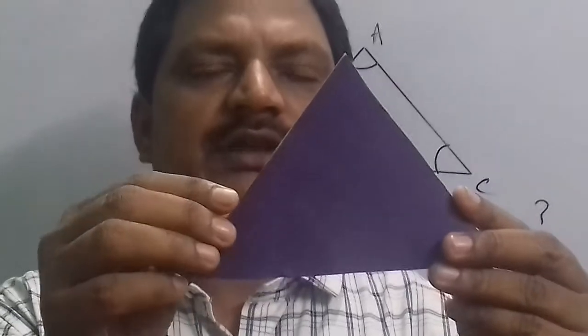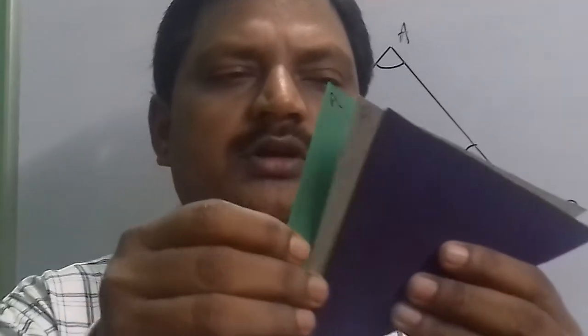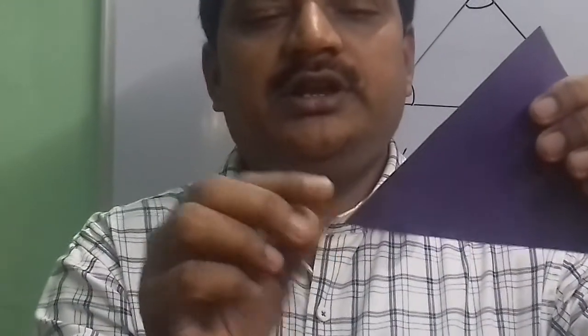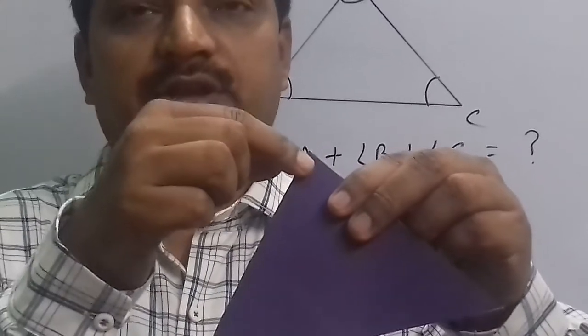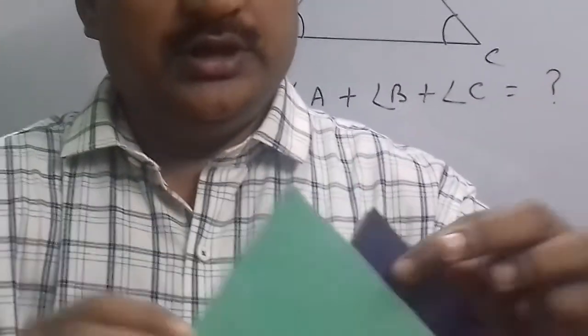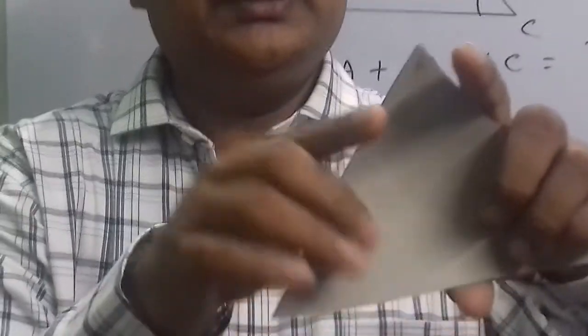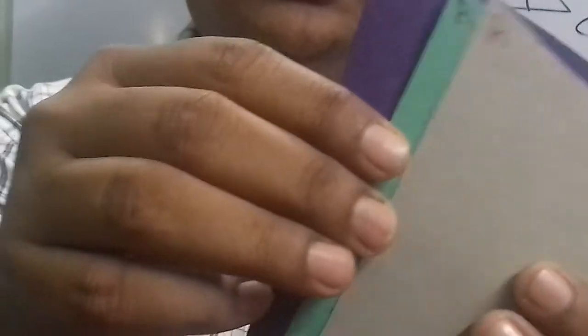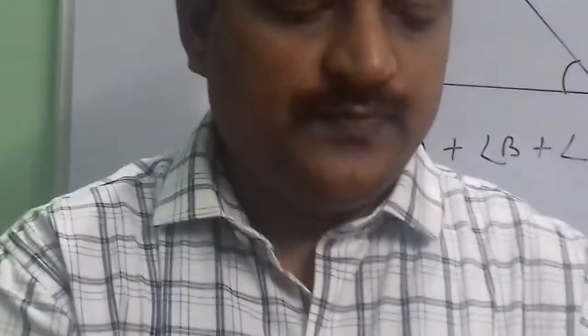I have three triangles. You see, the same triangle, copies of the same triangle. Three triangles I have in my hand. That means in all the triangles I have named the angles: this is angle A, and this is angle B, and angle C. In all the triangles I have named them. Now let me align angle A.